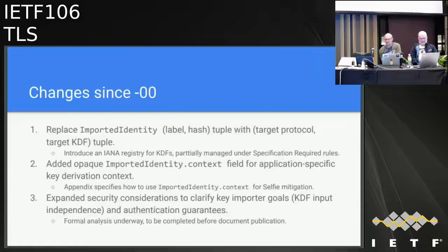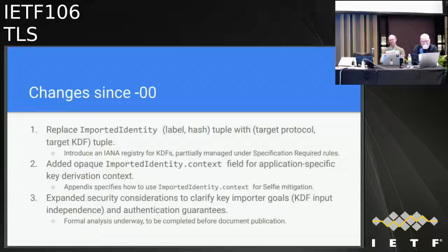We simplified things, and now the way you import and target a particular protocol is by saying this is specifically the protocol I want to use, the 2-byte code point value, and then here is the specific KDF for which I want to import this PSK. There is a new registry defined in the document for identifying these KDFs. Currently, it's just the TLS 1.3 KDFs, and if we have more in the future for TLS 1.12 or whatever, we could add them as needed.